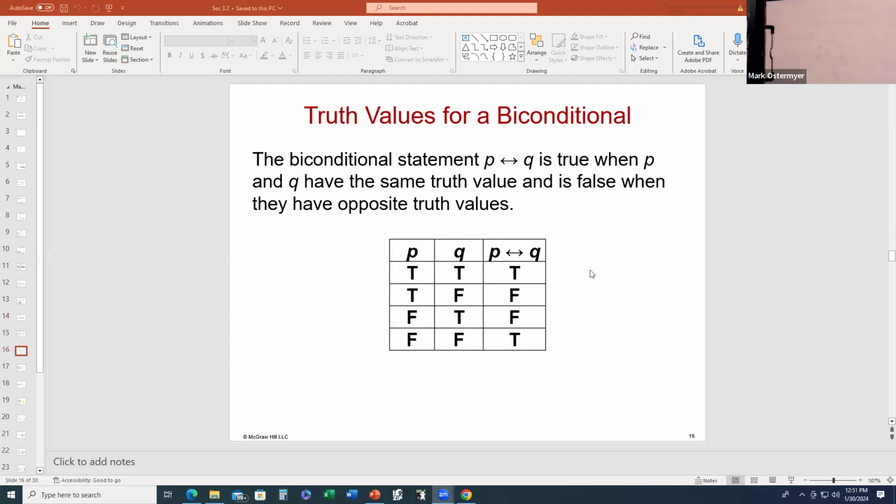All right, so here is the truth table for a biconditional. Notice, when is the only time that a biconditional is true? How could you summarize this? When both statements are true, or both statements are false. So an easy way to remember when a biconditional is true is that both component statements have to have the same truth value. If both P and Q are true, the biconditional is true. If both P and Q are false, the biconditional is true. Otherwise, it's false.